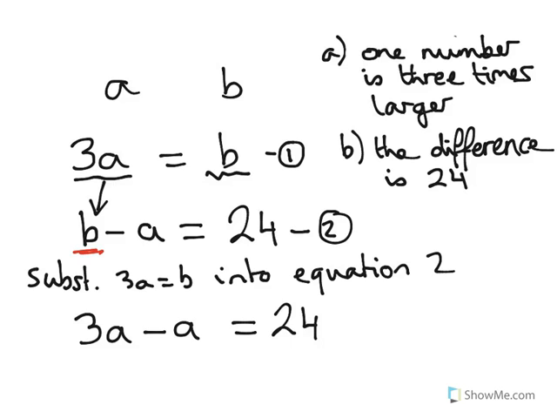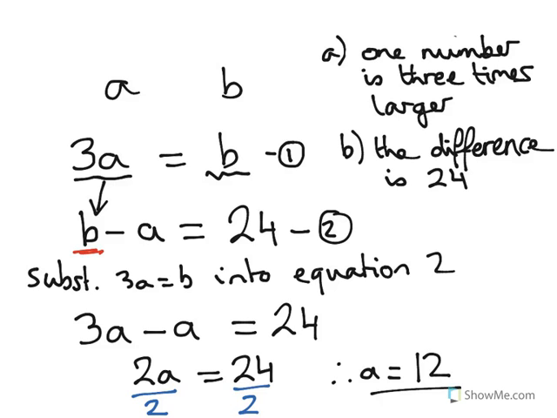3a minus 1a is really easy. That just gives us 2a. 2 lots of a equals 24. So if 2 lots of a equals 24, what do I do now? I divide both sides of the equation by 2, because I don't want to know what 2 lots of a is. I want to know what 1a is. That gives me that 1a equals 24 divided by 2 equals 12. So I'm saying now that a equals 12.